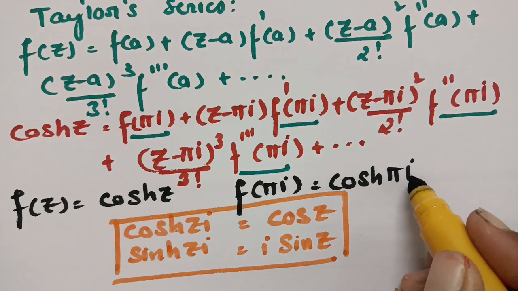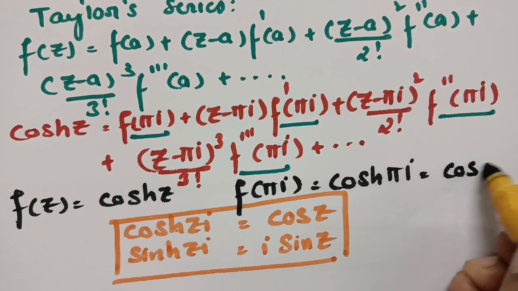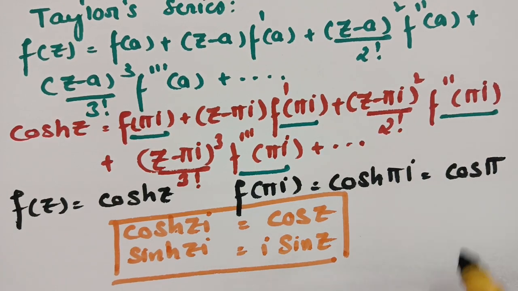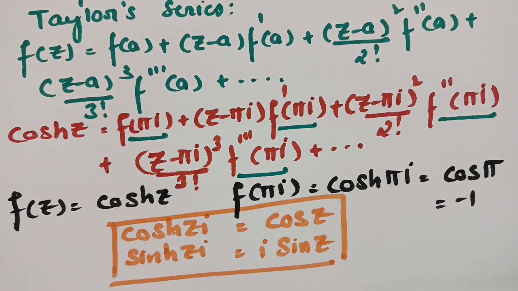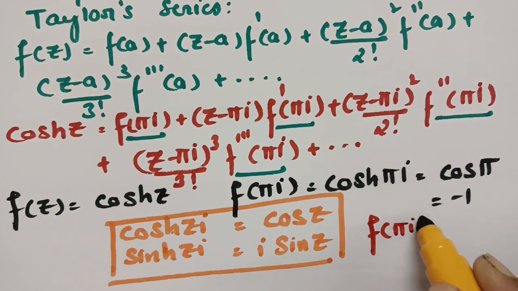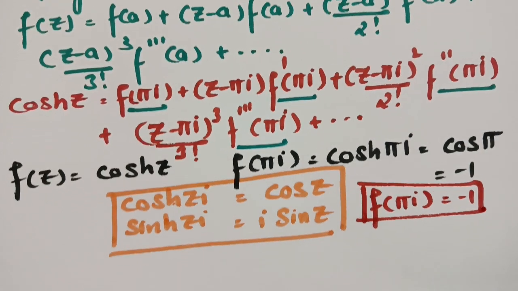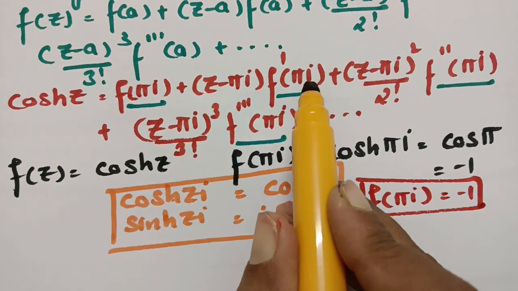Here I am going to apply it. If I consider this as a negative sign, please ignore it and write only the trigonometric function cos pi. So cos pi value is minus 1, and therefore f of pi I value we got as minus 1. Clear? And next, we need the value of f dash of pi I.